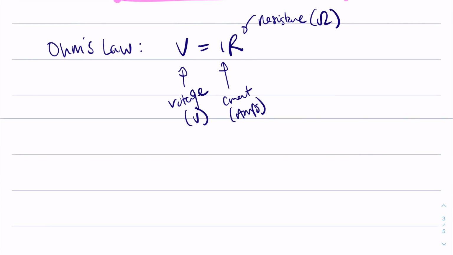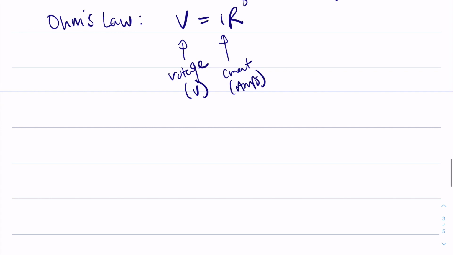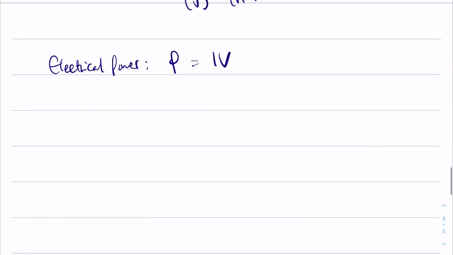So Ohm's law is very, very important, and most of the problems will stem back to using Ohm's law. We know that electrical power is P equals IV, where I is current, V is volts from the above equation, and this is power in watts.